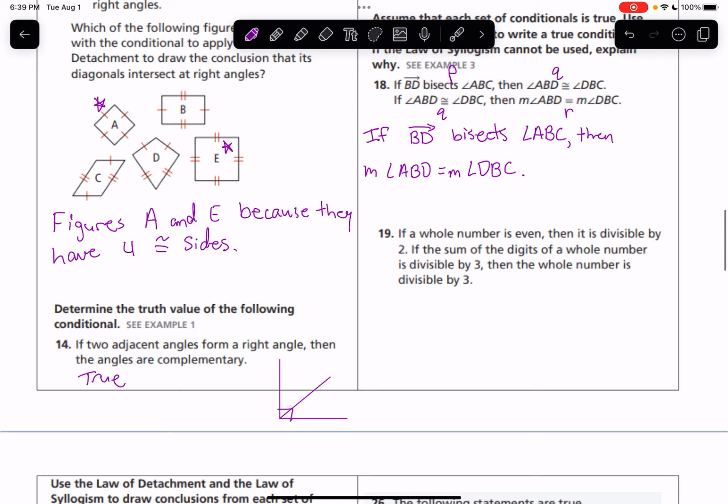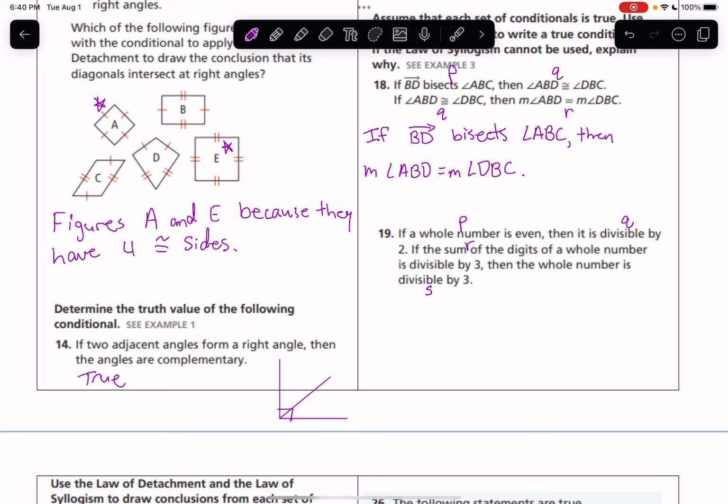Number 19, if a whole number is even, then it is divisible by 2. If the sum of the digits of a whole number is divisible by 3, then the whole number is divisible by 3. So we have to check. We've got if P, then Q, right? If a whole number is even, then it's divisible by 2. If the sum of the digits of a whole number is divisible by 3, oops, that's not the same as Q. That's a new thing. That could be statement R. Then the whole number is divisible by 3.